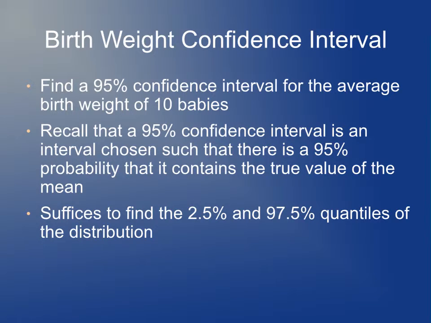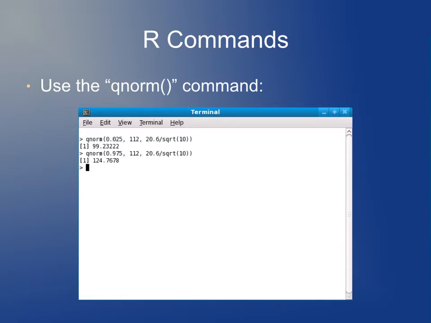Let's say we want to find confidence intervals for the birth weight of 10 babies. If you remember from the previous lecture, a 95% confidence interval is an interval chosen such that there is a 95% probability that it contains the true value of the mean. So you can just find the 2.5% and 97.5% quantiles of the distribution. And we know the distribution of the birth weight of the babies. Again, it has mean 112, standard deviation 20.6 divided by the square root of 10.